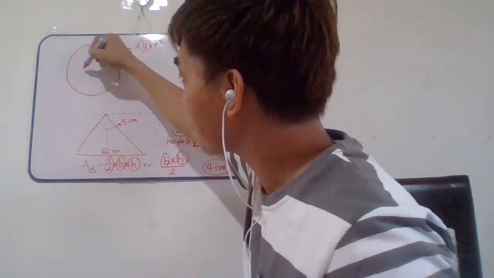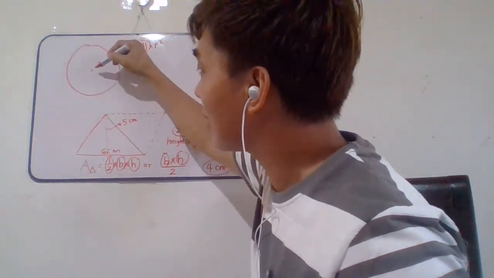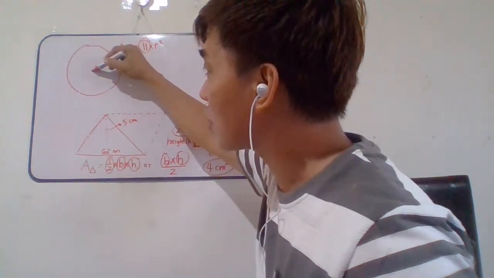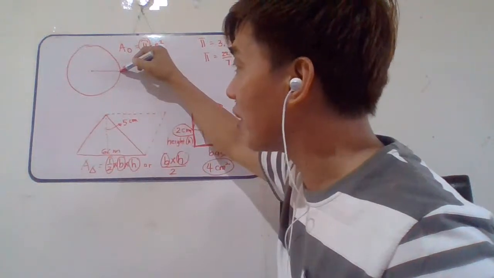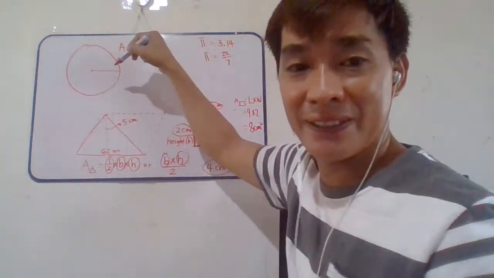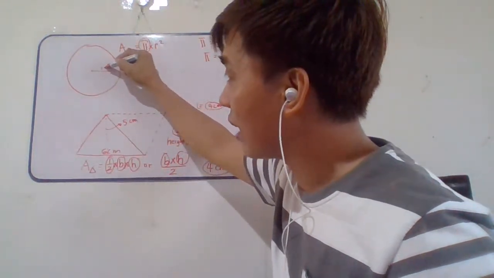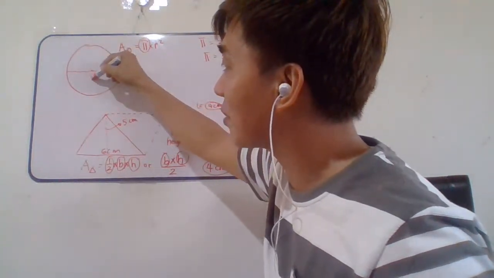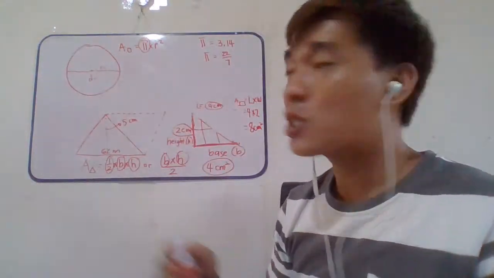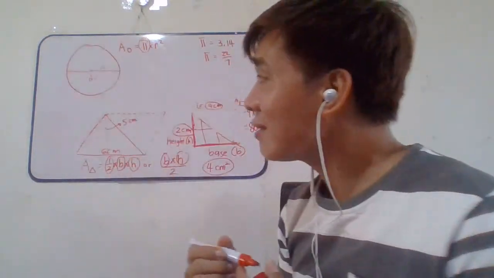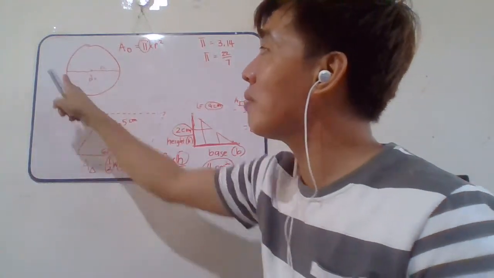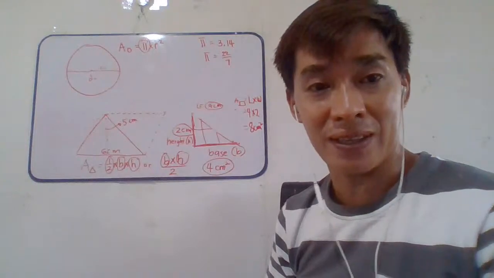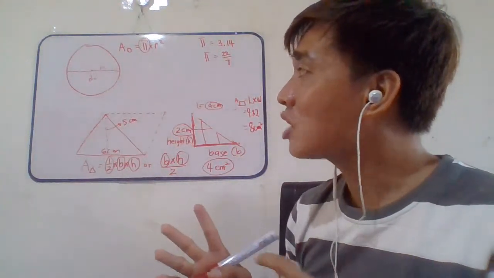For example, when we say radius, that is the line from the center of the circle to any point on the circle. Okay, that's what they call the radius. Obviously, the radius is only half of the diameter. The diameter is a line segment that can be drawn from one point on the circle, passing through the center, to another point on the circle. So that's what we call diameter.